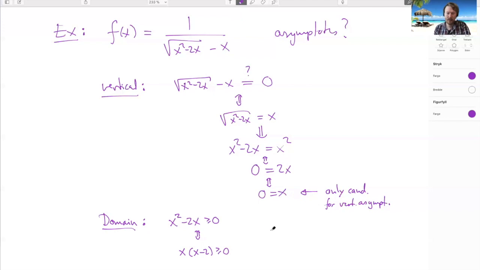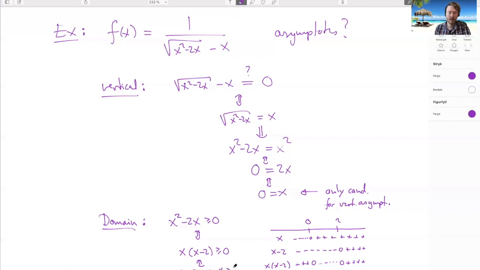Now we can make a table of signs for this. So we have your x, you have your x minus 2. He flips signs at 0 and he flips signs at 2. So he's negative here, 0 here, and then positive. And this guy is negative all the way here and then positive. So all in all, this guy is positive here, 0 here, negative here, 0 here, and positive here. So this means that this holds if and only if x is less than or equal to 0 or x is bigger than or equal to 2.